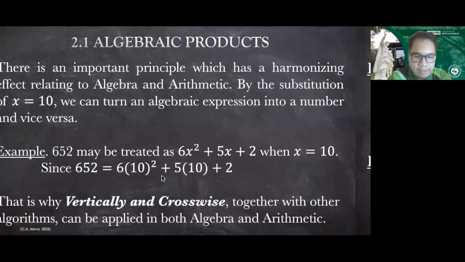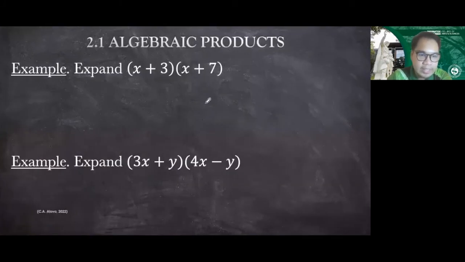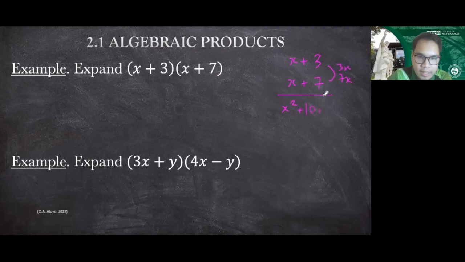So having that in mind, let's have this example. Expand x plus 3 times x plus 7. So let's write x plus 3 times x plus 7. What we have is vertically, that's x squared. Crosswise, x times 7 is 7x plus 3 times x is 3x. That's going to give us 10x. And then 3 times 7 is 21. So that's our answer, x squared plus 10x plus 21.